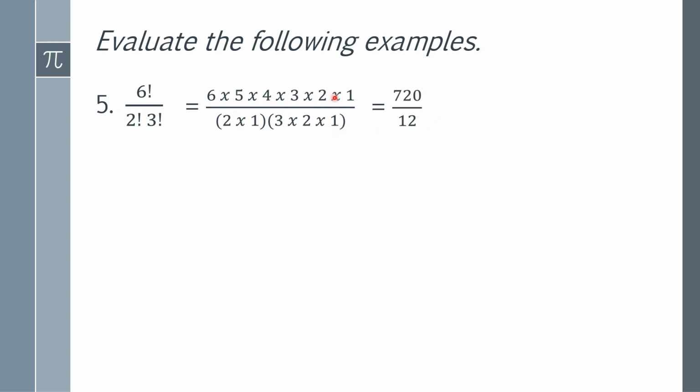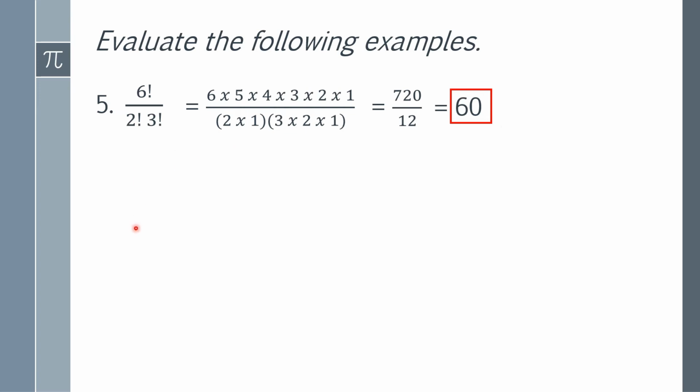If we multiply 6, 5, 4, 3, 2, 1, the answer is 720. And for the denominator, 2 times 1, that is 2, times 3, that is 6, times 2, that is 12, times 1, still 12. So we have 720 divided by 12. And the answer is 60. That is the final answer.